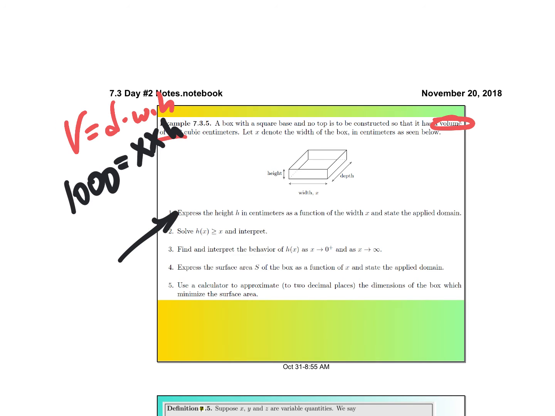Okay, now express the height in centimeters as a function of the width, x. They want height as a function of x. They want you to solve for what? H. And what's going to be in the answer? X. Do you understand that? They want you to solve for H, and X is going to be in the answer. Okay, so do it. That's on the top 20 also. Having multiple variables and solving for one of them.